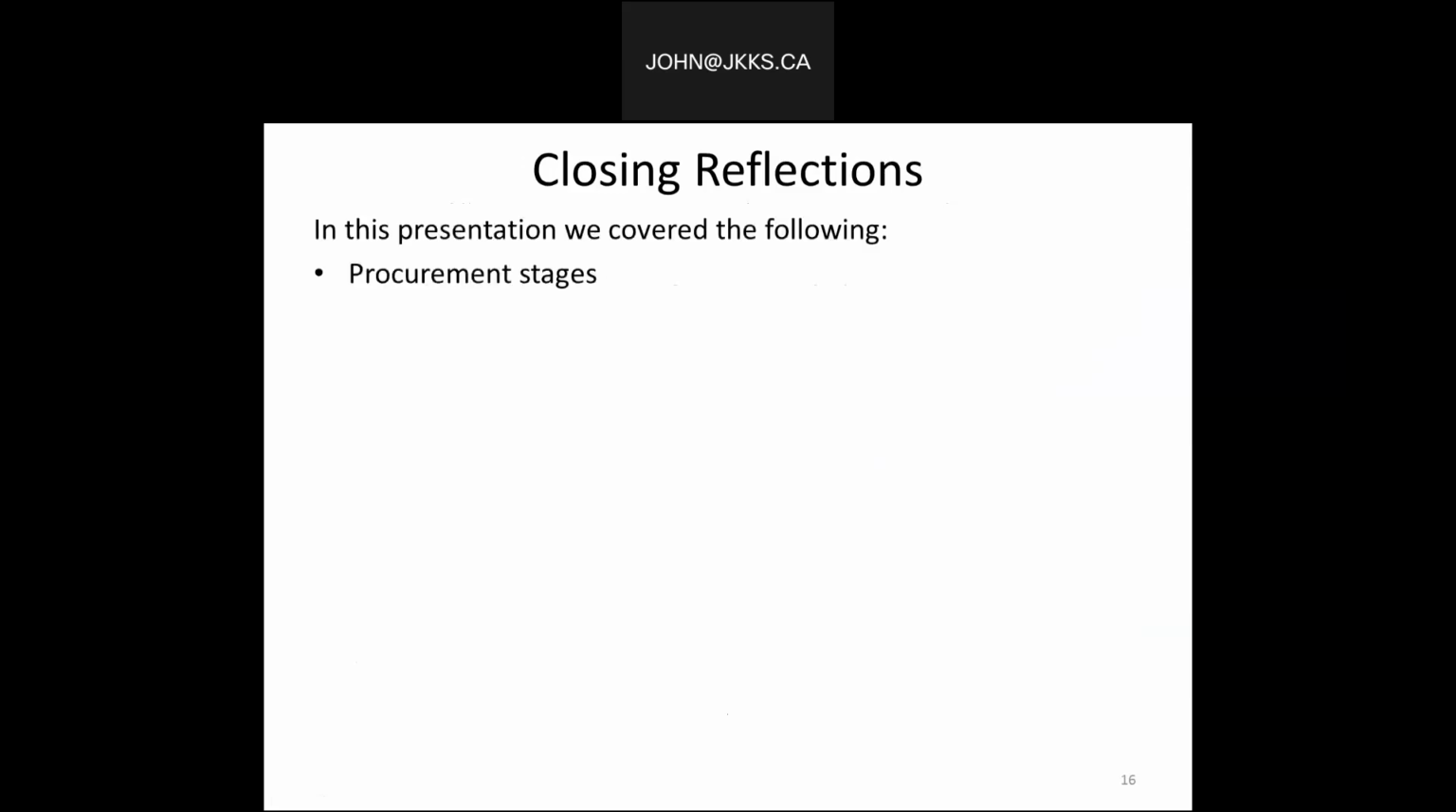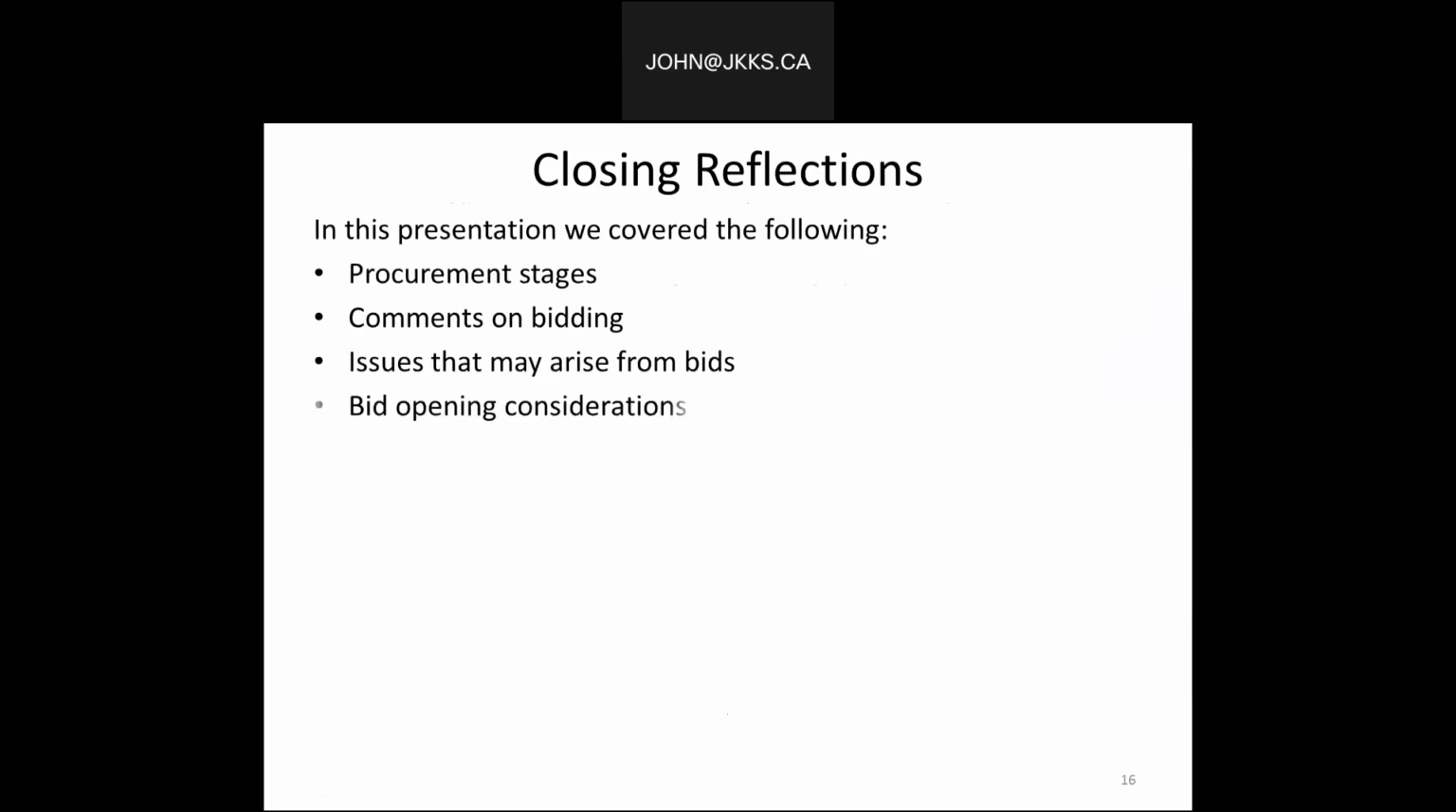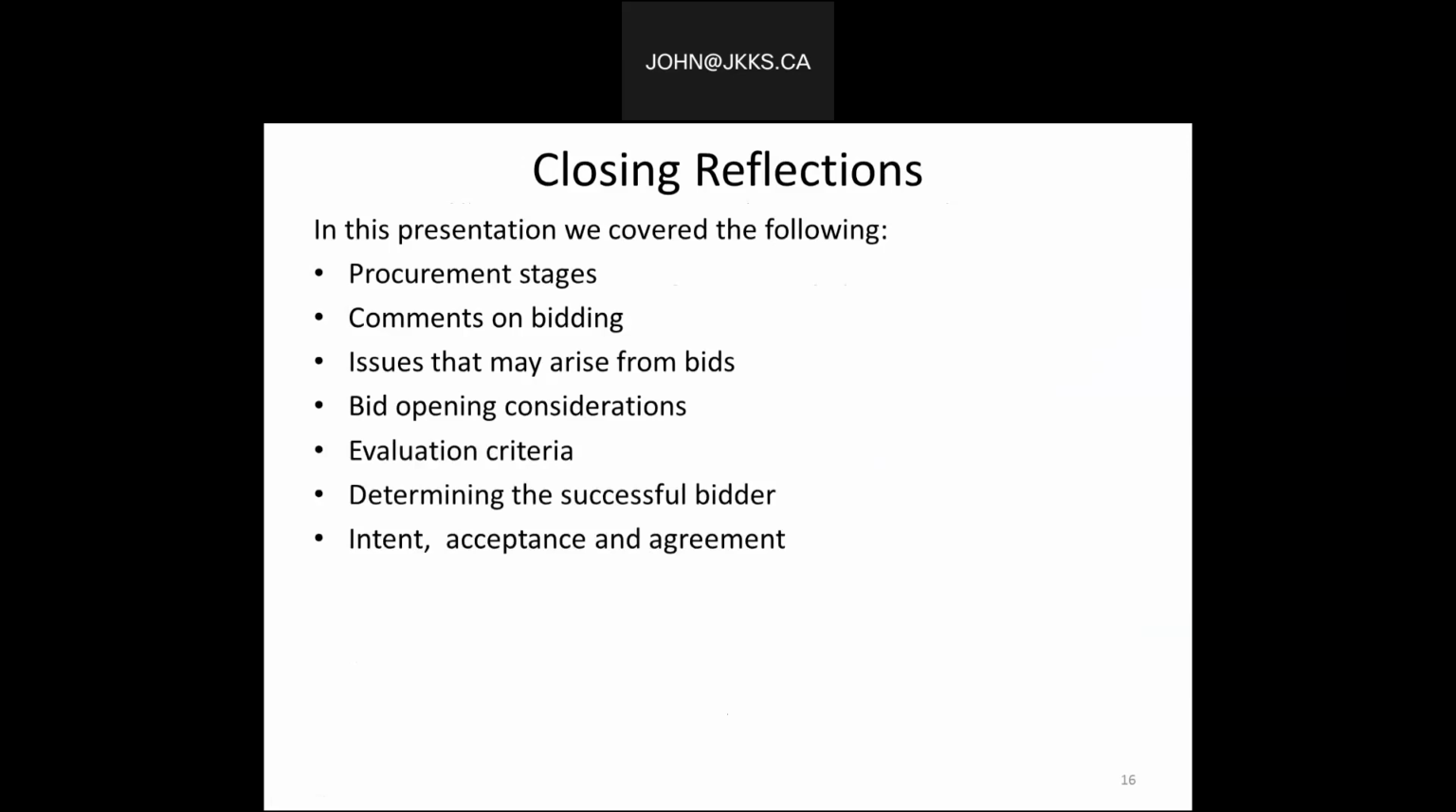So we discussed the procurement stages, comments on bidding, issues that may arise from the bids, bid opening considerations, and evaluation criteria. And again, there is certain flexibility, but there should be something defined so that there is a measure for the evaluation criteria. Determining the successful bidder. Intent, acceptance, and agreement. Communicating with the unsuccessful bidders.